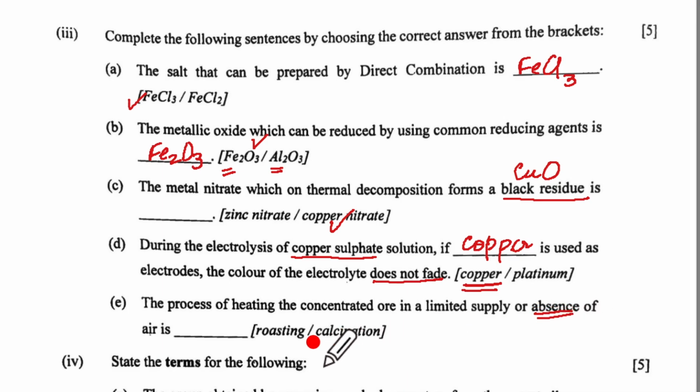The process of heating concentrated ore in a limited supply or absence of air. Absence of air means calcination. Roasting is in presence of oxygen, in presence of air. So this will be calcination.